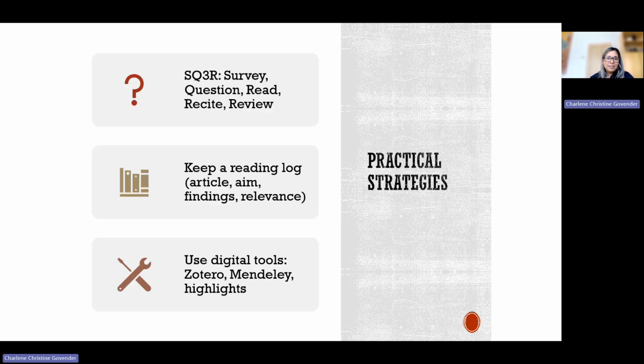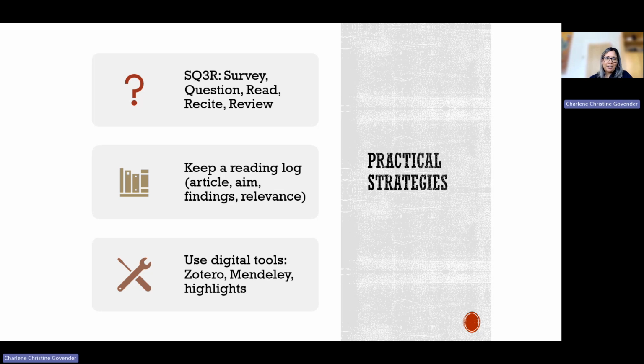Okay, let's look at practical strategies. Okay, so there are several strategies to make reading journals easier. One is the SQ3R method, and that is survey, question, read, recite, review. Okay, so this means scanning the article, asking questions about it, reading for answers, summarizing what you've learned, and reviewing later.